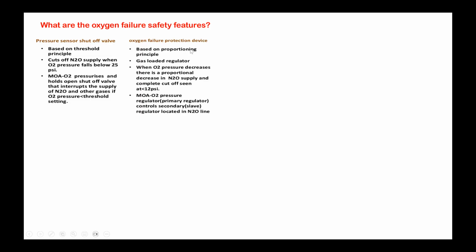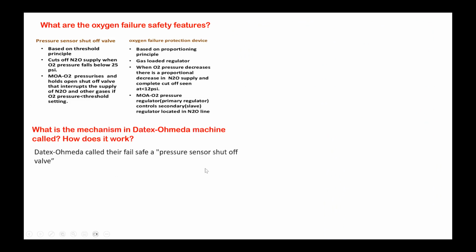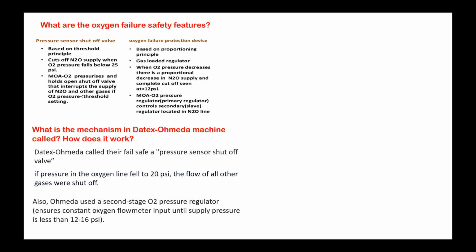An oxygen failure protection device is also there, which, whenever oxygen pressure decreases, will cut off the nitrous oxide supply. This mechanism in the anesthesia machine is called the fail-safe pressure sensor cut-off system. When the oxygen pressure drops to less than 20 PSI, the flow of all other gases, whether it is air or nitrous oxide, will shut off, and the second stage oxygen pressure regulator is the one which will allow this to happen.